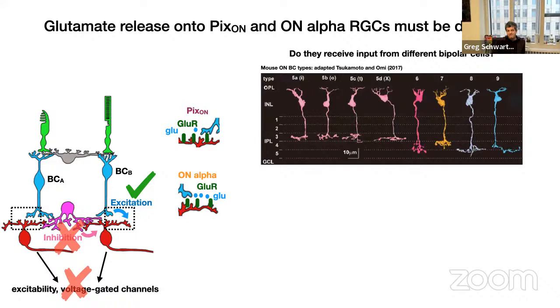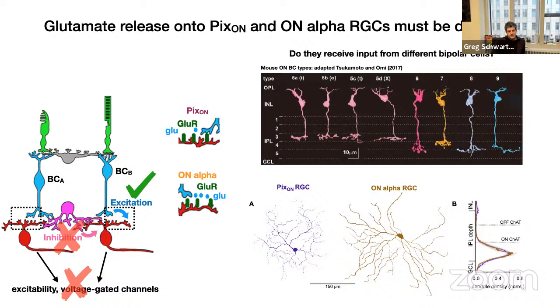So these are the on bipolar cells of the mouse retina. This is one of the beautiful things about working in the retina. We actually know all the bipolar cell types. So this is a solved problem. There's eight of them. There's eight on bipolar cells. And because of the stratification profiles where the dendrites of these two cells are, we know that the only options really are 6, 7, 8, and 9.